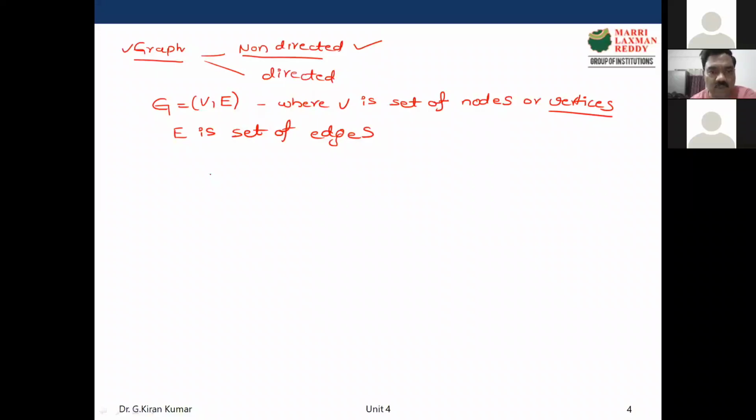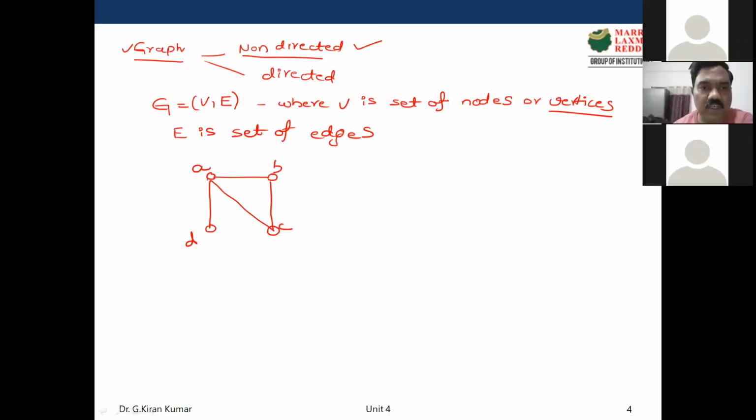Now let me give some examples. The circles we call vertices, and the connecting lines are called edges. Let us take this as an example of a graph. Here A, B, C, D are the vertices, and among the edges, AB is connected, AD is connected, AC is connected, BC is connected, and so on. This particular edge I can call either AB or BA.